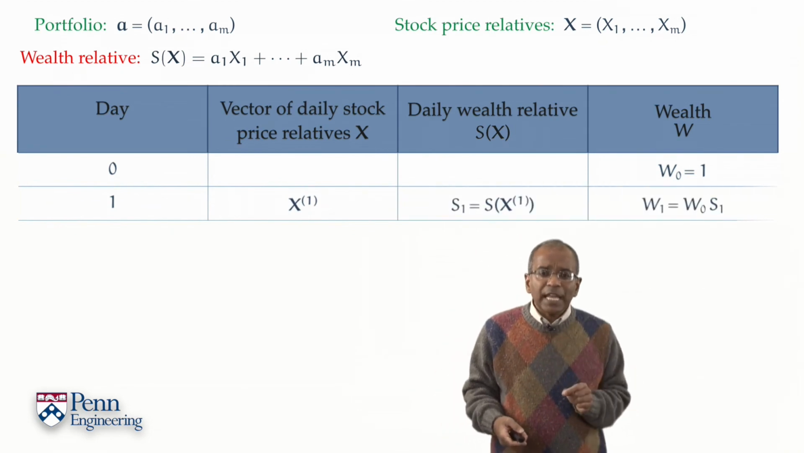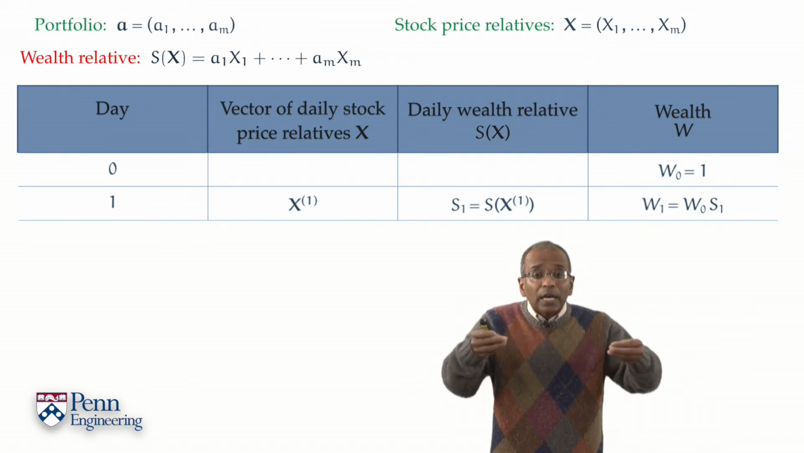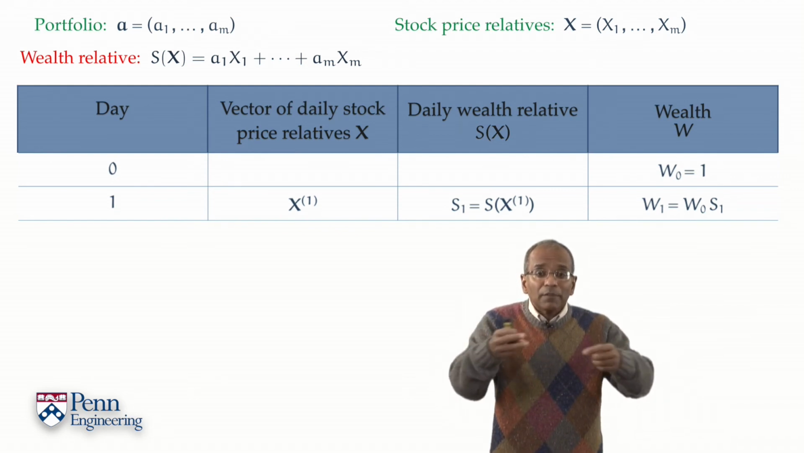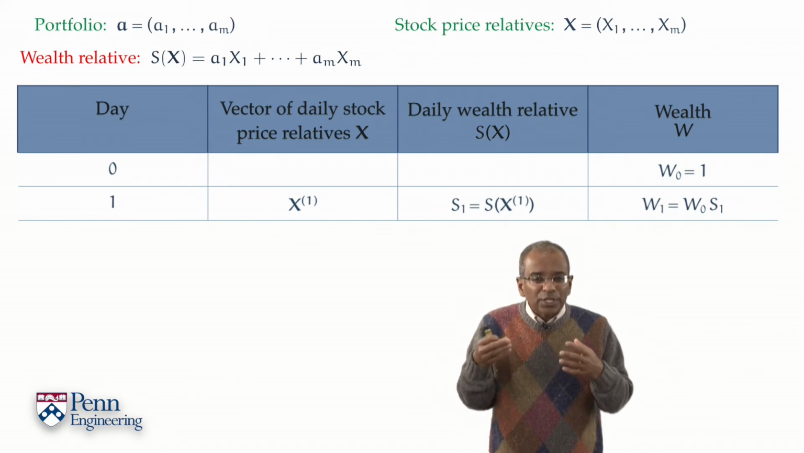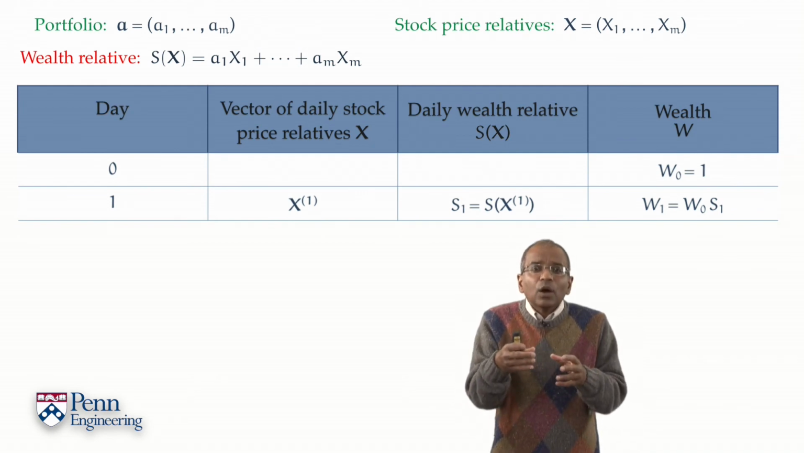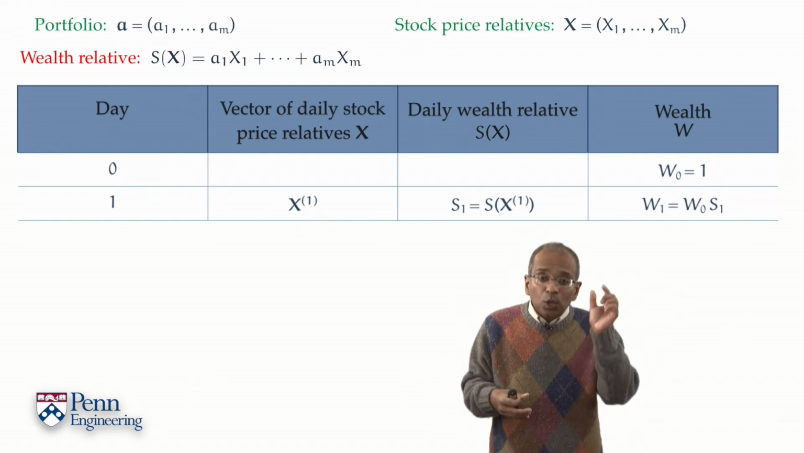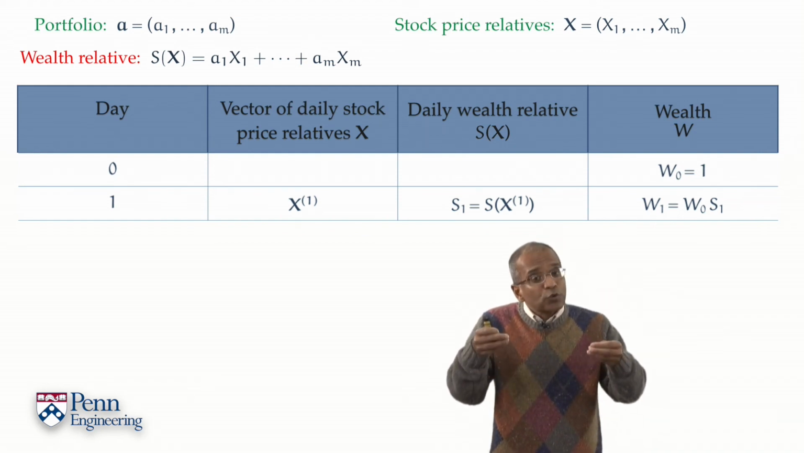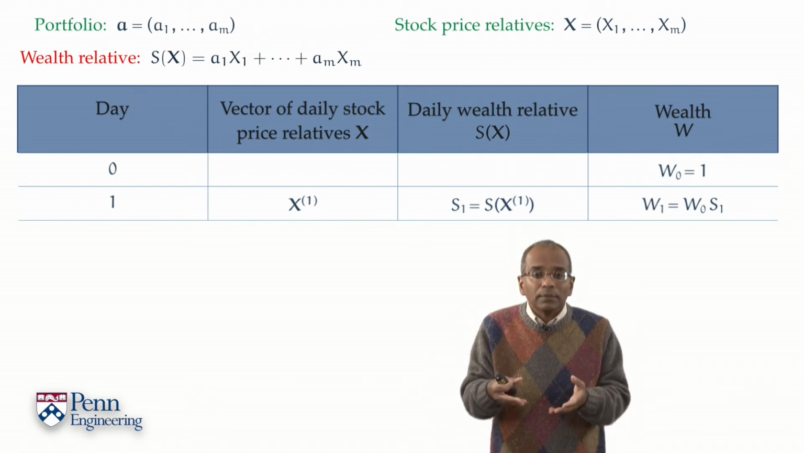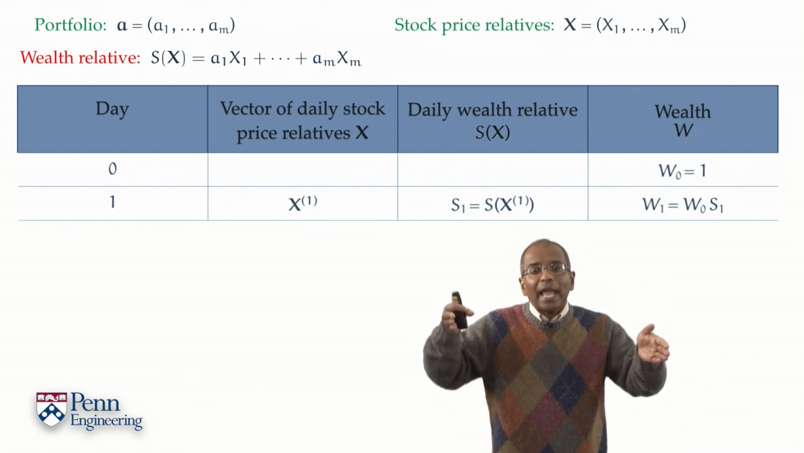At the end of the first day's trading, each stock moves up or down and is governed by a stock relative for that stock. The vector of stock relatives for day 1 is a vector X, but now the notation is going to get a little more cumbersome, but not too grievous, I hope. We are going to have to track which vector of stock relatives for which day. Let's use a superscript 1 to remind ourselves that this is a vector of stock price relatives for day 1. This is a vector of stock price ratios at the end of day 1 to the end of day 0.